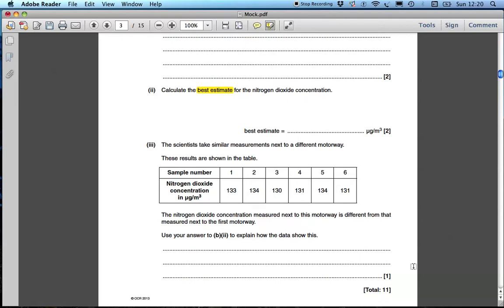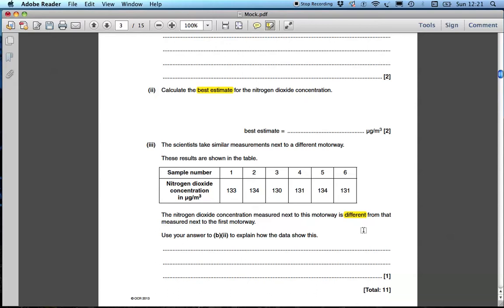The scientists then take similar measurements next to a different motorway, and the question here is asking you to explain how this motorway's nitrogen dioxide concentration is different from that measured next to the first motorway. A lot of you just said it was a higher number. Now that is a very, very simplistic answer, especially on a chemistry paper. What you were being asked to think about here was, what is a real difference? And a real difference is when 2 sets of data do not overlap. Okay, their range bars don't overlap. So the mark here was for saying that the average in motorway 1 was outside the range of motorway 2. And that would have got you the mark there.